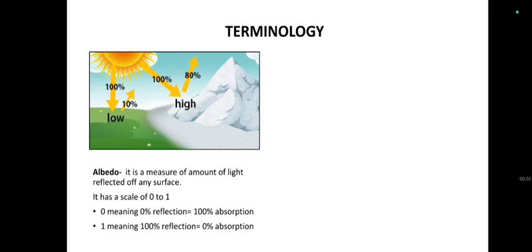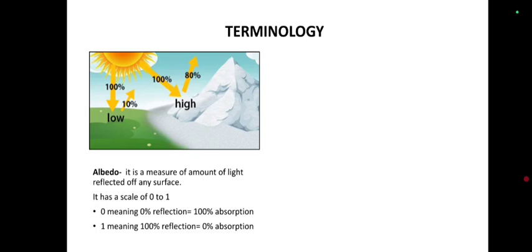Moving to the last section, let's study some of the terminology related to the atmospheric temperature. First is albedo. Albedo is a measure of the amount of sunlight reflected off any surface. Surfaces with high albedo reflect a large portion of incoming solar radiation, while low albedo means absorbing more energy.